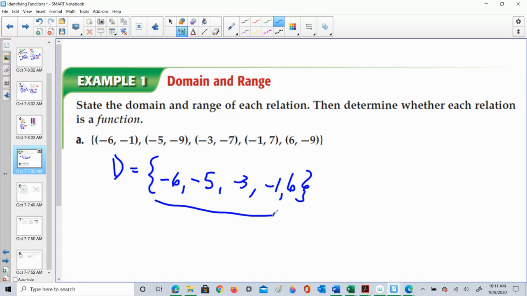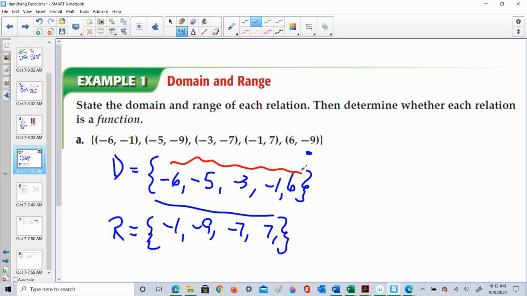It just says to state the range as well. So we're going to state the range. It's the set of -1, -9, -7, 7. And look, I have -9 already in my list. I do not have to write it again. And because none of these repeat, that makes this a function.